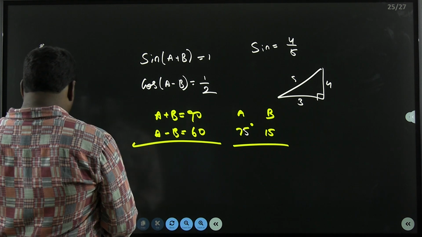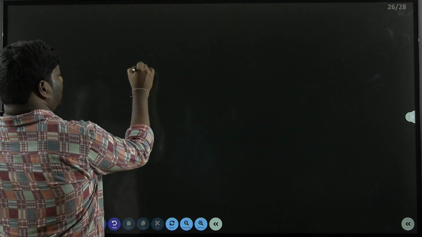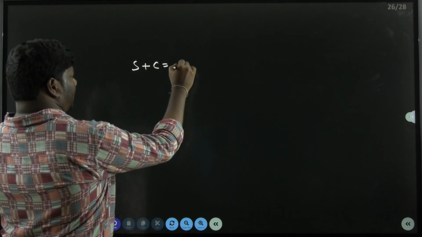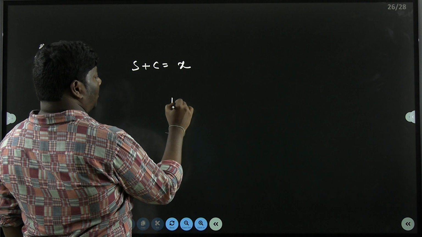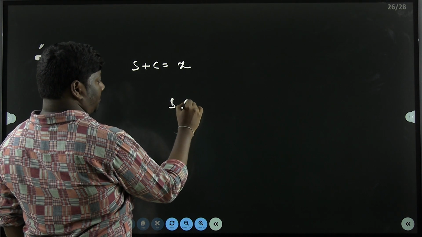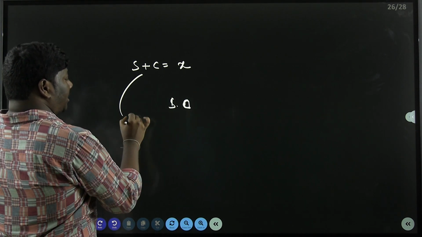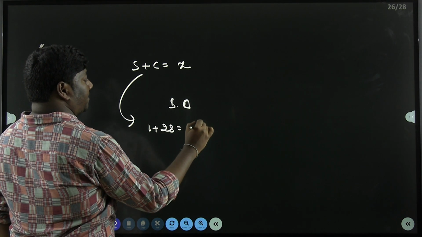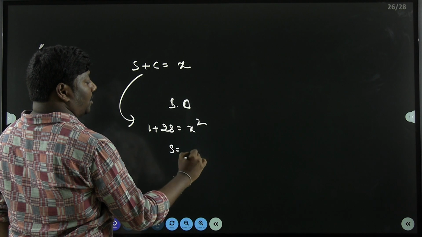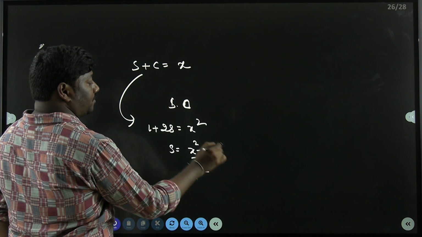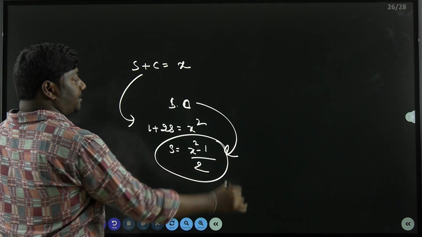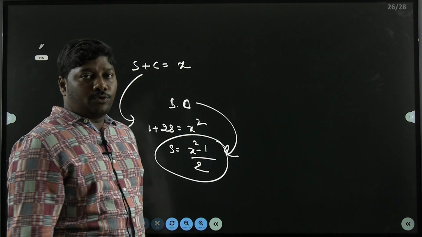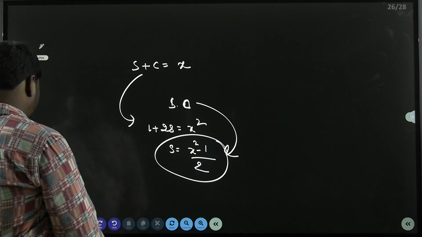Suppose in some cases they also ask you something like this: sin a plus cos a is equal to x, they have given some value and they are asking you what is sin a into cos a. So if you square it, you know that sin square a plus cos square a is 1. 1 plus 2sc is equal to x square. Therefore, sc is equal to what? x square minus 1 by 2. So he is asking you simply what is s into c, that is x square minus 1 by 2. These kinds of questions are also asked.